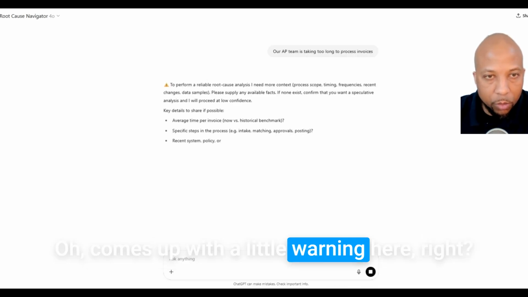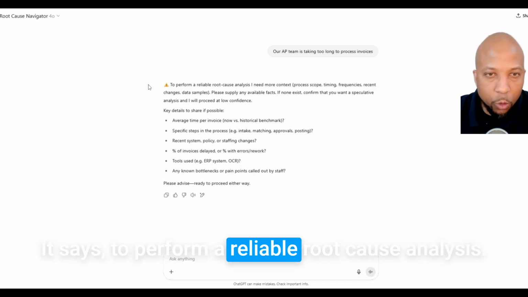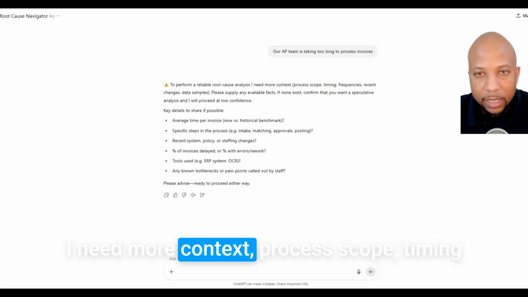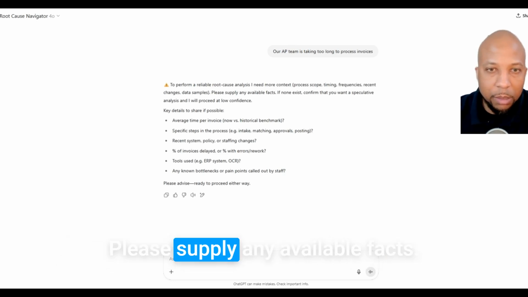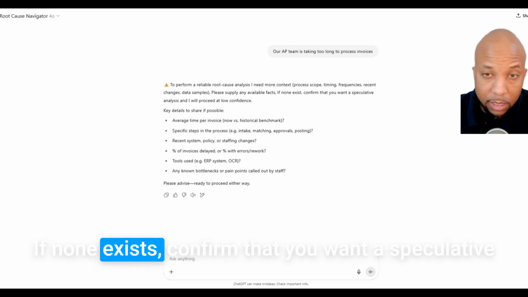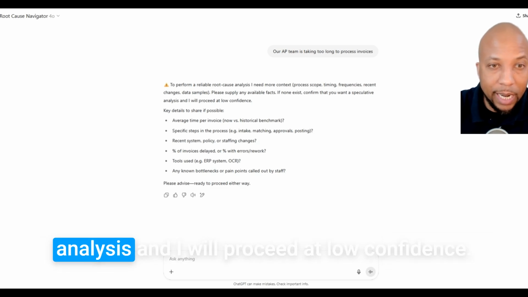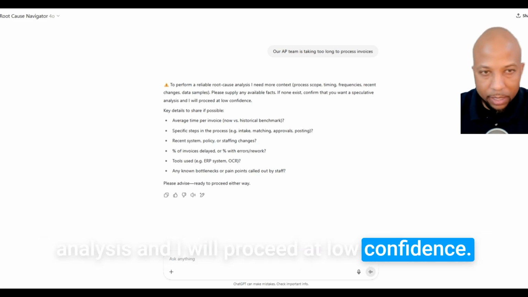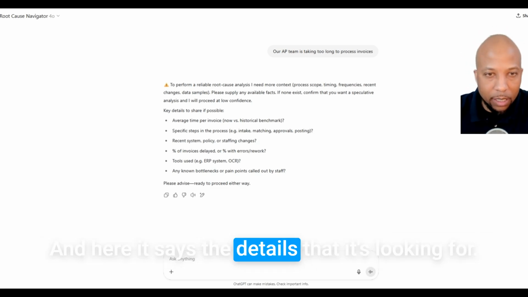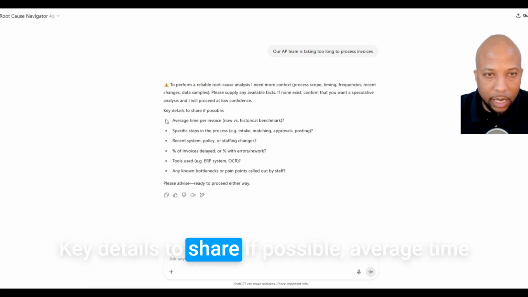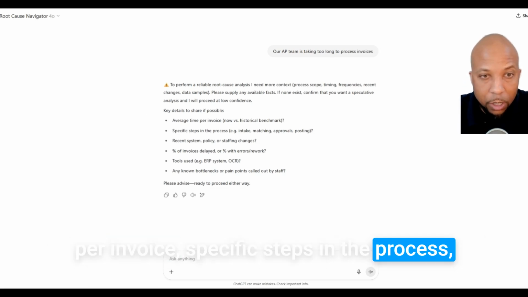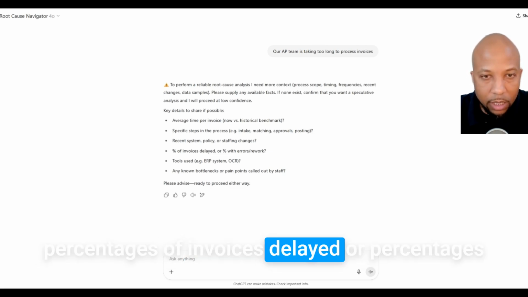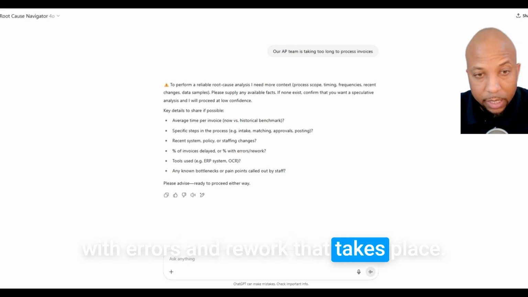Oh, it comes up with a little warning here, right? It says: to perform a reliable root cause analysis, I need more context, process scope, timing, frequencies, recent changes, data samples. Please supply any available facts. If none exist, confirm that you want a speculative analysis and I will proceed at low confidence. And here it says the details that it's looking for. Key details to share if possible: average time per invoice, specific steps in the process, recent system, policy, or staffing changes, percentages of invoices delayed or percentages with errors, and rework that takes place.